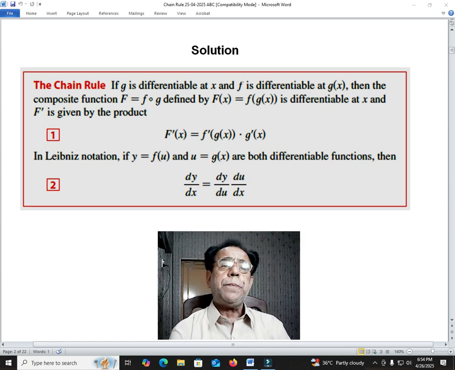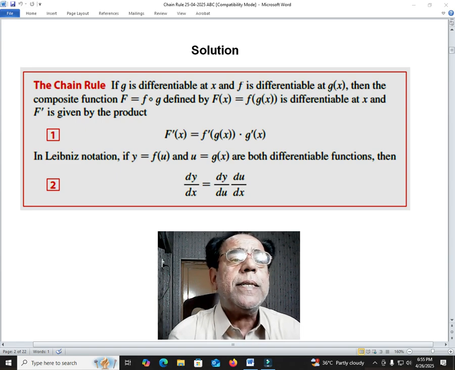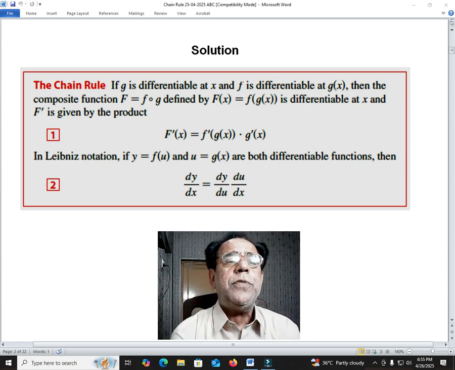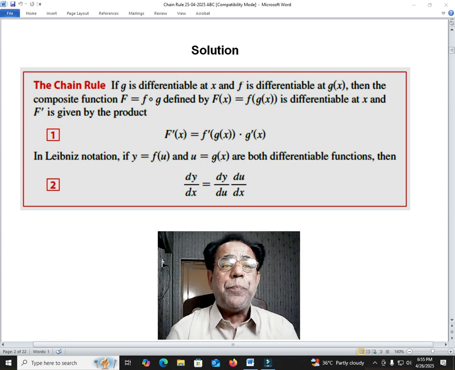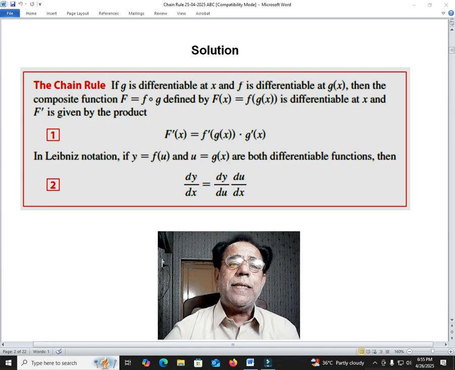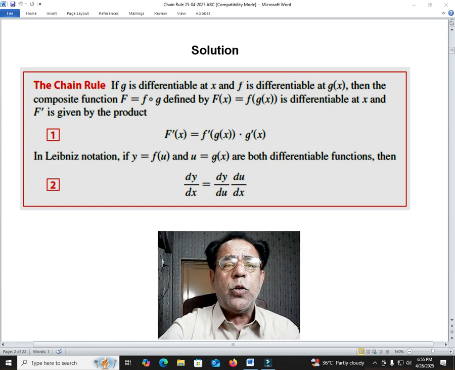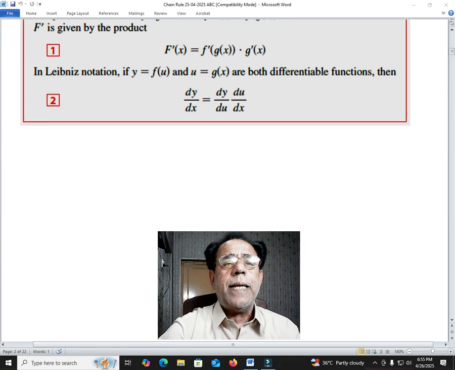First f dash of g(x), and then the function inside f, that is g dash x, the derivative of g(x). In Leibniz notation, if y is equal to f(u) and u is equal to g(x) are both differentiable functions, then dy/dx is equal to dy/du · du/dx.